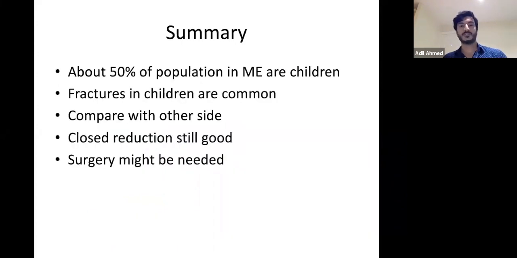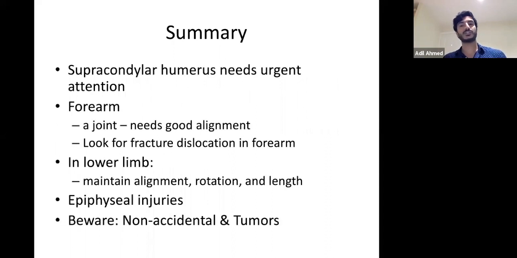Fractures in children are common. Compare it with the other side. Closed reduction often works well. Surgery may be needed, but don't think that these fractures act like adult fractures, and quite often they can be managed just without any operation. Supracondylar fractures certainly need urgent attention.